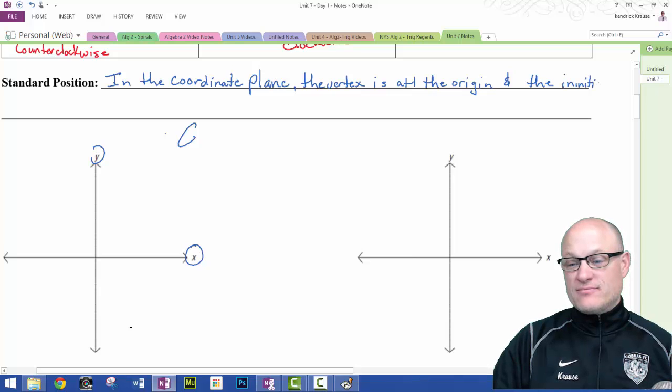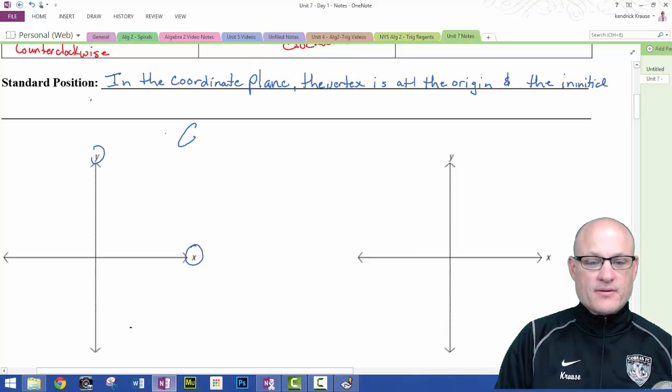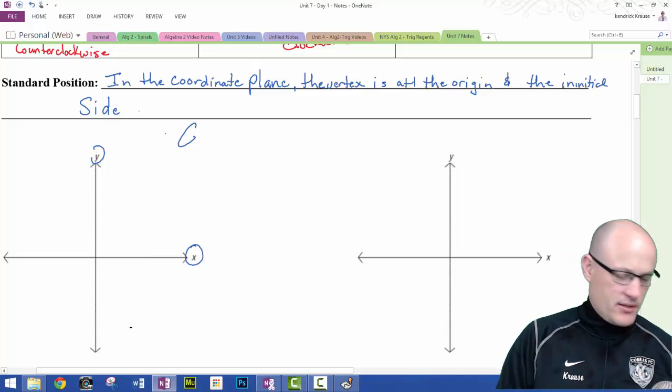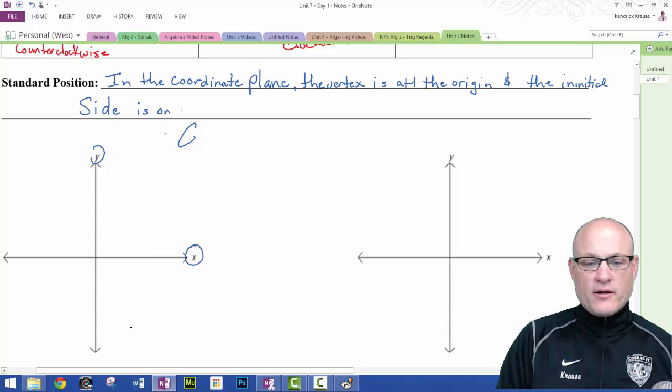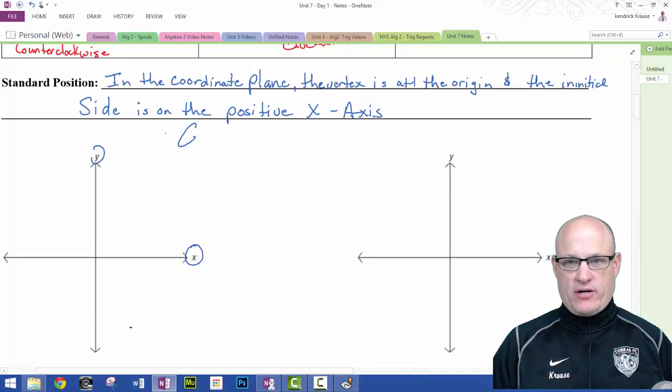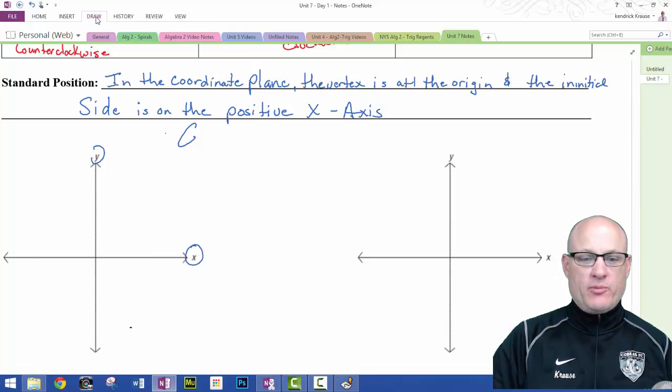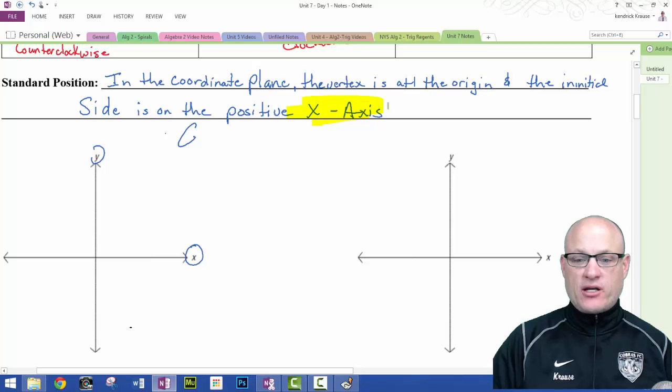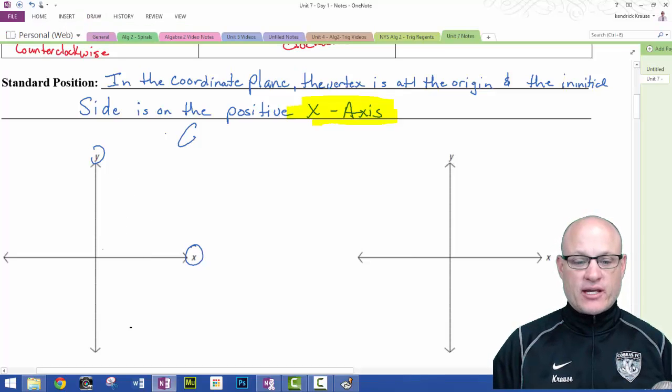initial side is on the positive x-axis. When you are working in trigonometry and you're drawing an angle, you will never draw it off the y-axis. It will always be off the x-axis. Get that stuck in your brain, please, now. It is a big problem later on if you just can't figure that one out.